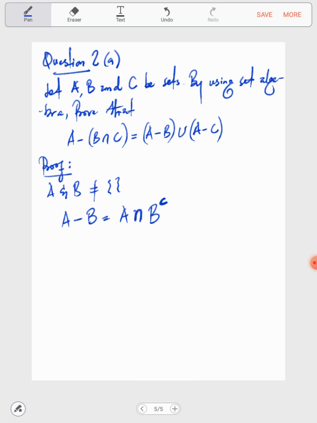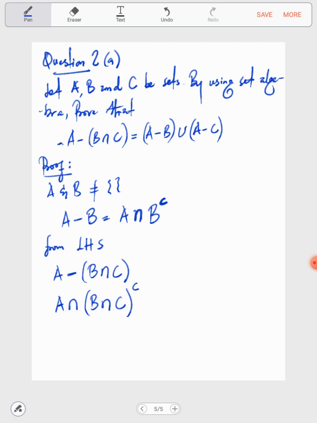So now let me start from the left hand side. If I have A minus B, let me call it minus, but mind you, set difference is not your typical subtraction. So I can write that as A intersection everything I have here, B intersection C, all complement.